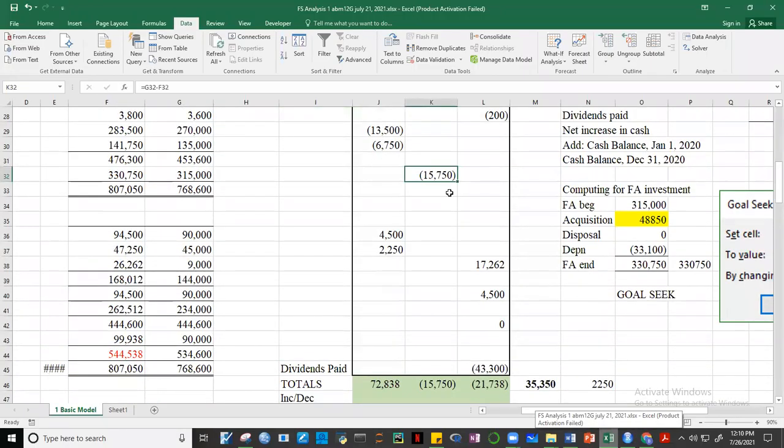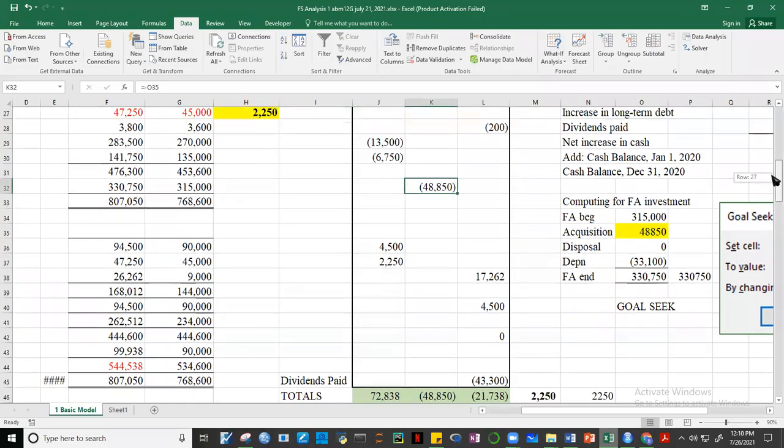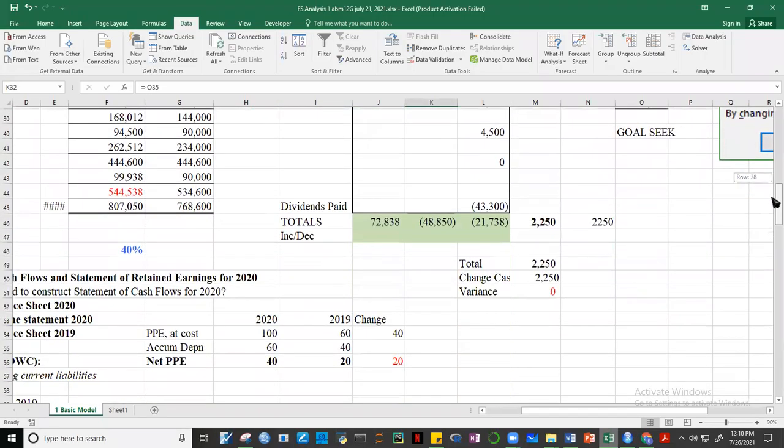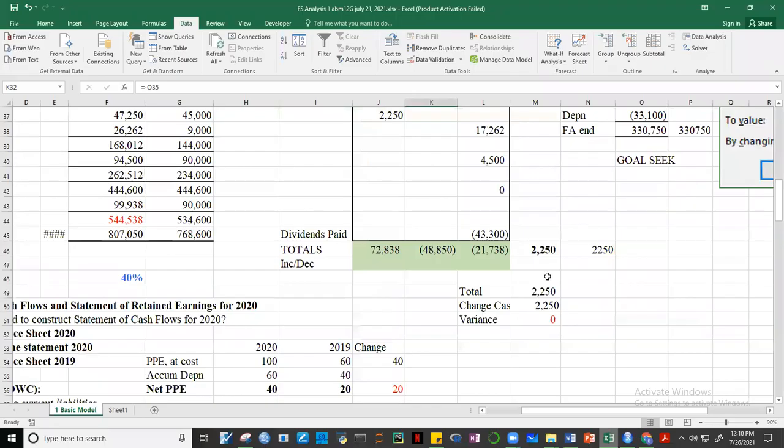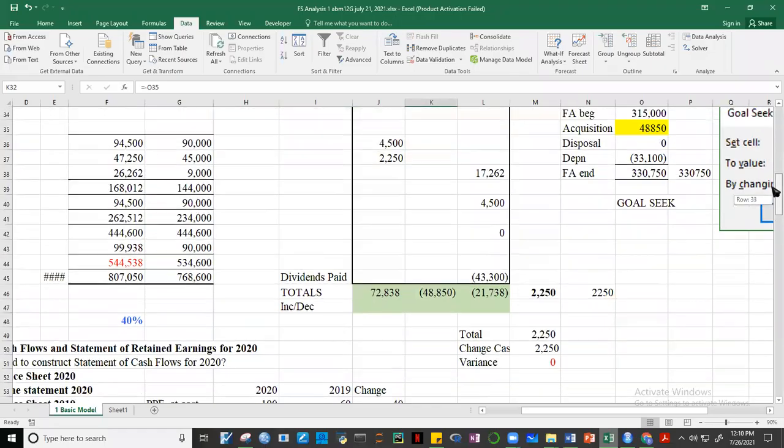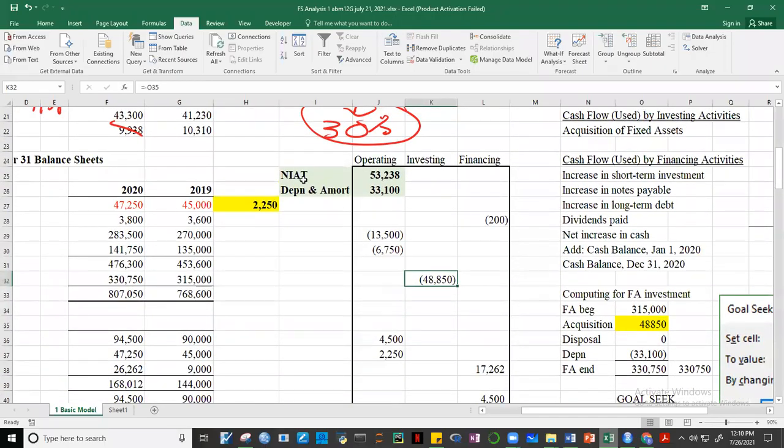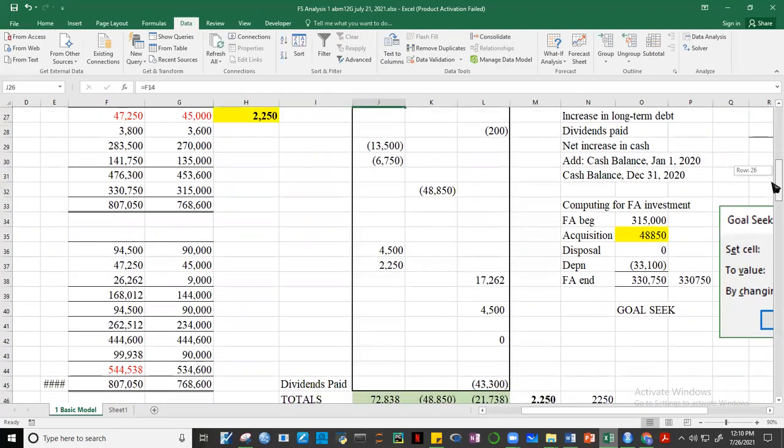So I'm going to change this. Okay, then is equal to, and I'm going to put negative kasi it's a use of cash. Ililink ko siya dito, 48,850. There. Okay? And then what happens now? 2250, we're good. Okay na tayo. So that's the correction. Hindi itong net income after tax and depreciation. Nagkataon lang guys na 33,100 to, which is actually the depreciation.